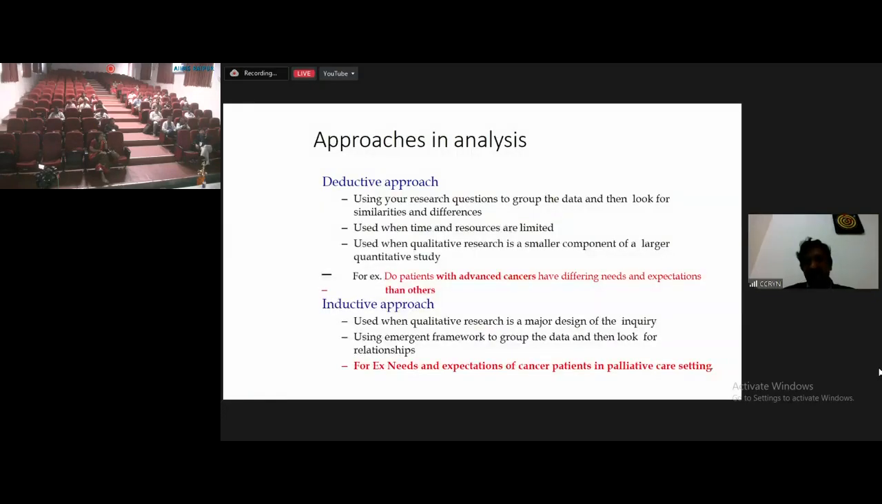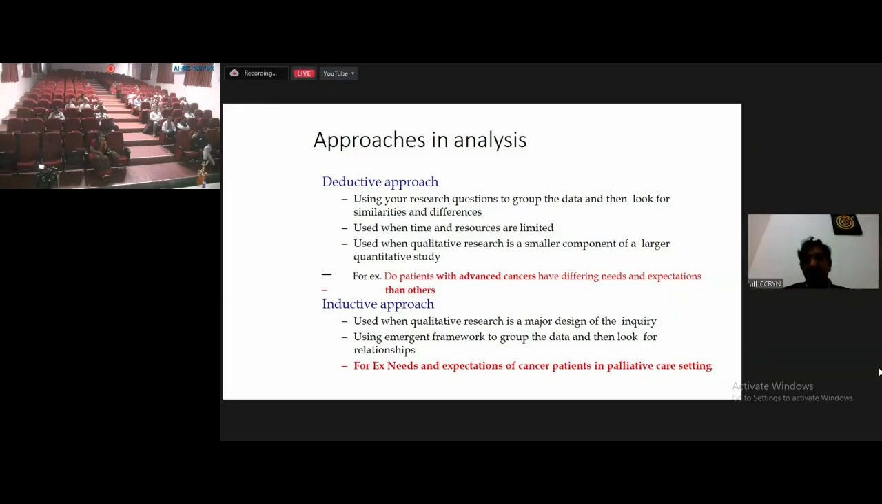So, what I just put now, the inductive approach. For example, in a deductive approach: the patients with advanced cancers have differing needs and expectations than others. But you don't know what it is. So you're just going and collecting data from all of the patients, both with early cancers and advanced cancers, and then trying to find out what the difference is.